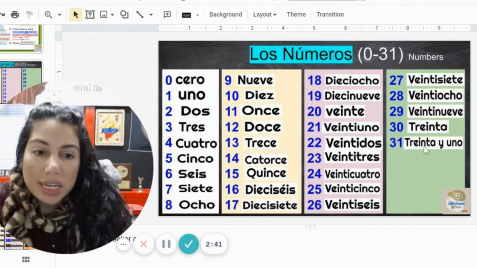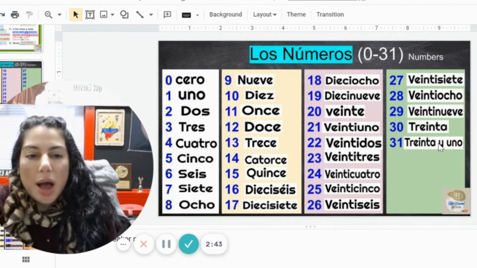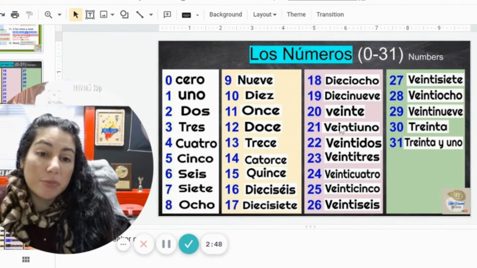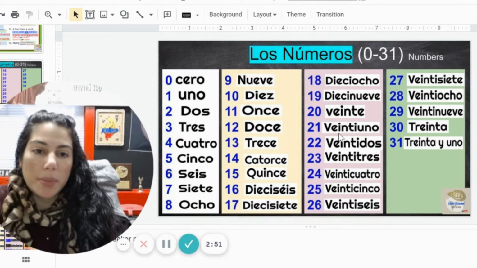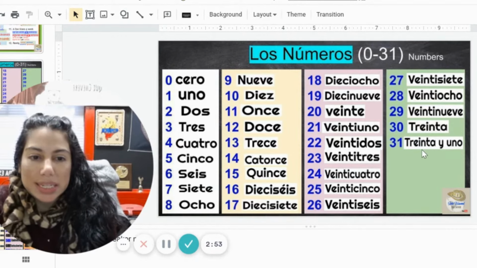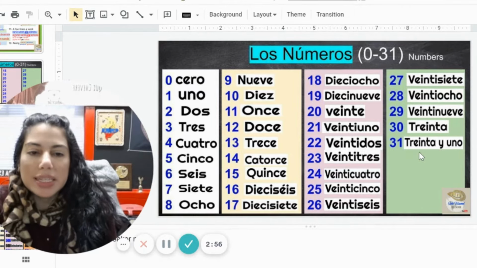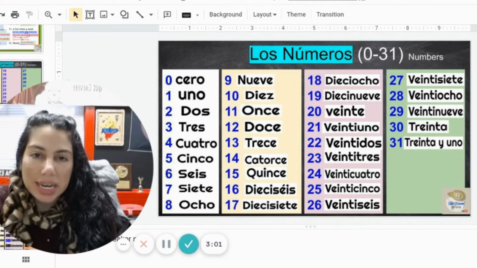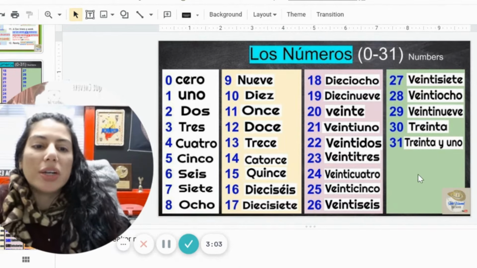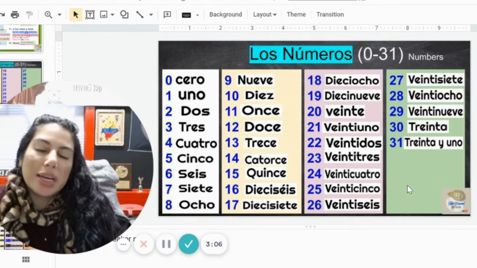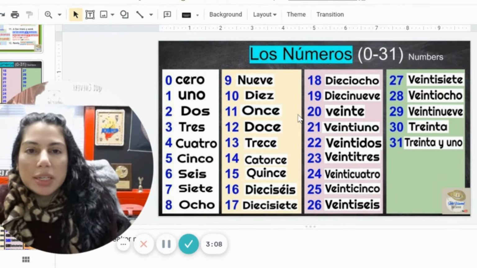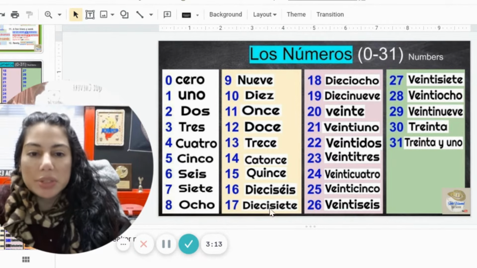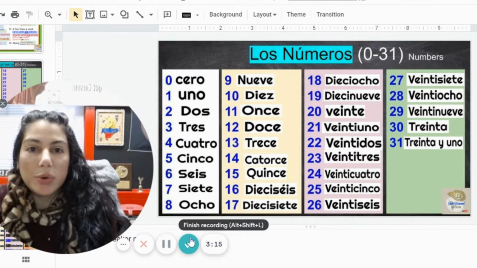And then after 30, you actually have to put the Y. So now it's going to be a different pattern. It's not going to be the pattern of 20, that is one word and it's all combined. Instead, you're going to say 31, and then 30, one word, y means and, and then 2, 33, 34, all the way to 39, and then 40, which is 40. So you can pause the video, write down these numbers, and study the spelling, and then we will continue.